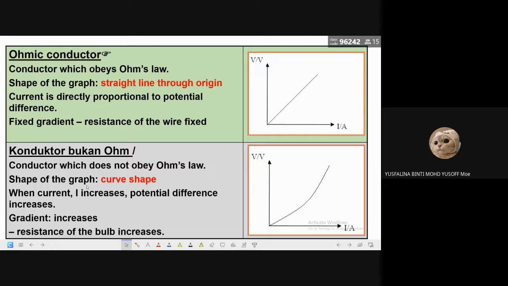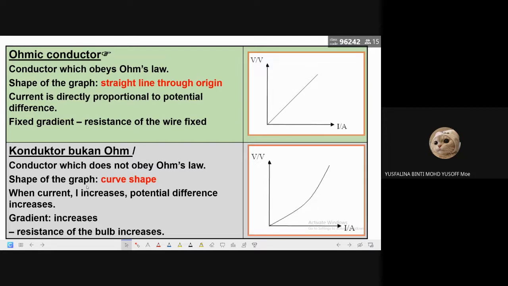But the non-ohmic conductor will not obey Ohm's law, and the shape of the graph is a curve. So whenever you want to find the gradient, you cannot find the exact gradient because the shape keeps changing. When the current increases, the potential difference increases. We cannot say directly proportional or increasing linearly, because linearly means a straight line. This one is not a straight line, it's a curve.